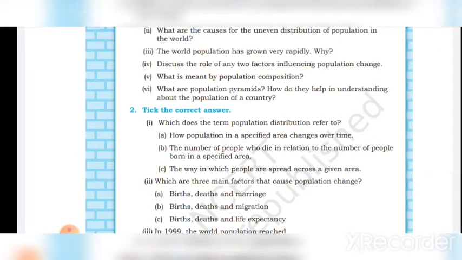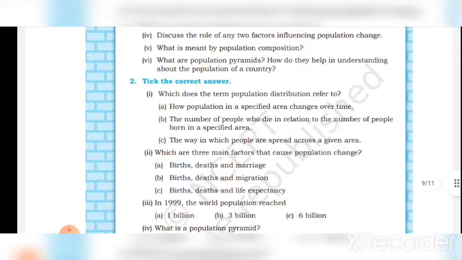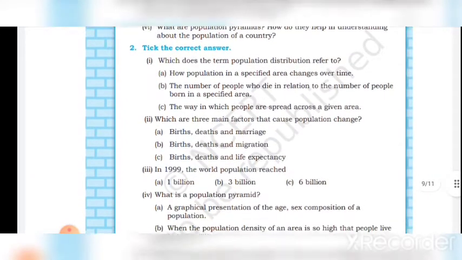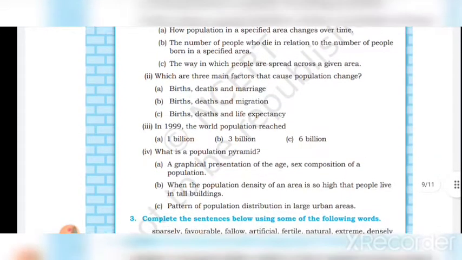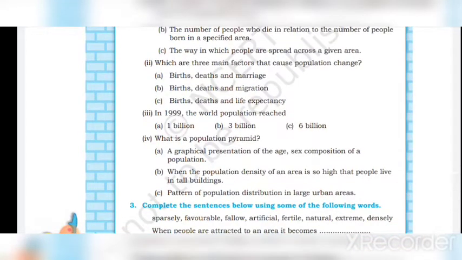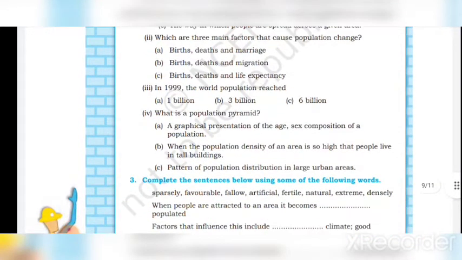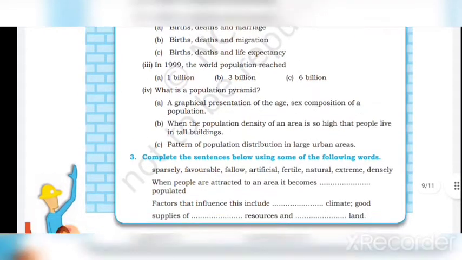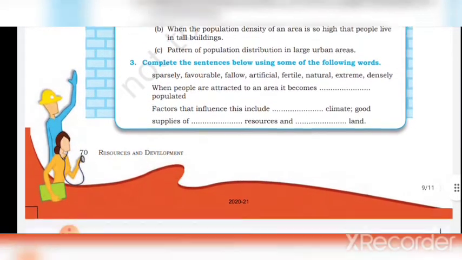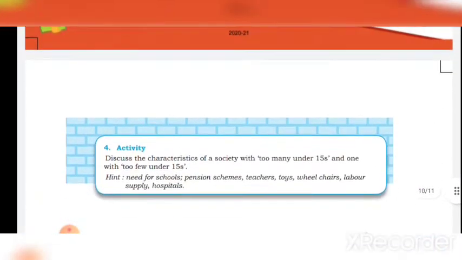Choose the correct answer. Which does the term population distribution refer to? How population in a specific area changes over time? Which are the three main factors that cause population change? Third, in 1999, the world population reached. Fourth, what is a population pyramid? Complete the sentence below using some of the following words. Activity.